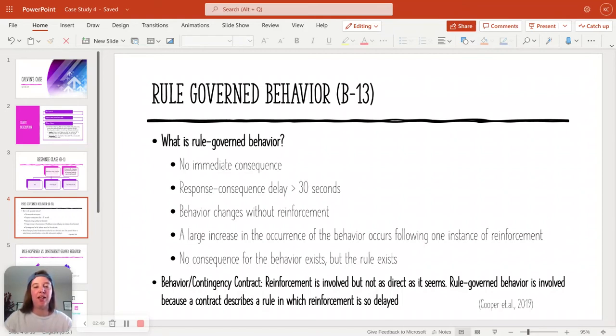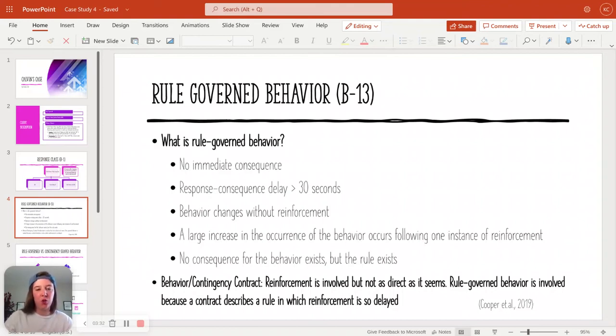The response consequence delay should be over 30 seconds for it to be considered rule governed. So not immediate reinforcement. If I threw this pen at someone and immediately they yelled at me, that's an immediate consequence, and it's less than 30 seconds. So that would not be rule-governed behavior. Behavior usually also changes without that reinforcement, and a large increase in the occurrence of the behavior might occur if that behavior is reinforced. So if behavior is reinforced once, that behavior usually increases. No consequence of the behavior exists, like I said before, but the rule still exists.